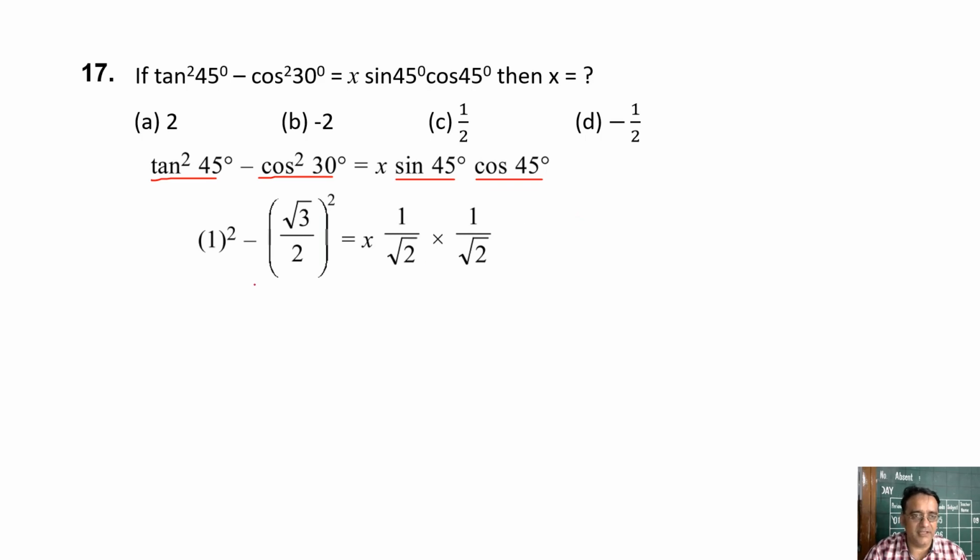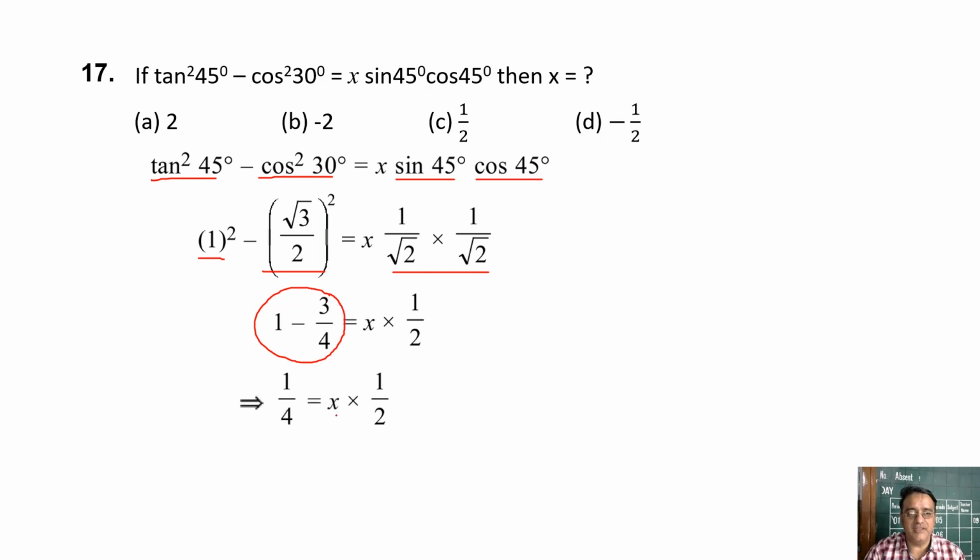Okay, we have substituted everything. So this will become 1, this will become 3 by 4, and this will become 1 by 2. Right? And what is 1 minus 3 by 4? 1 by 4. So 1 by 4 is equal to x into 1 by 2. Now look carefully, I am shifting the 2 here. If 1 by 2 is shifted to this side, its reciprocal will become 2 by 1. Now what is the final answer? 1 by 2. Right, 1 by 2. So the correct option is Option C.